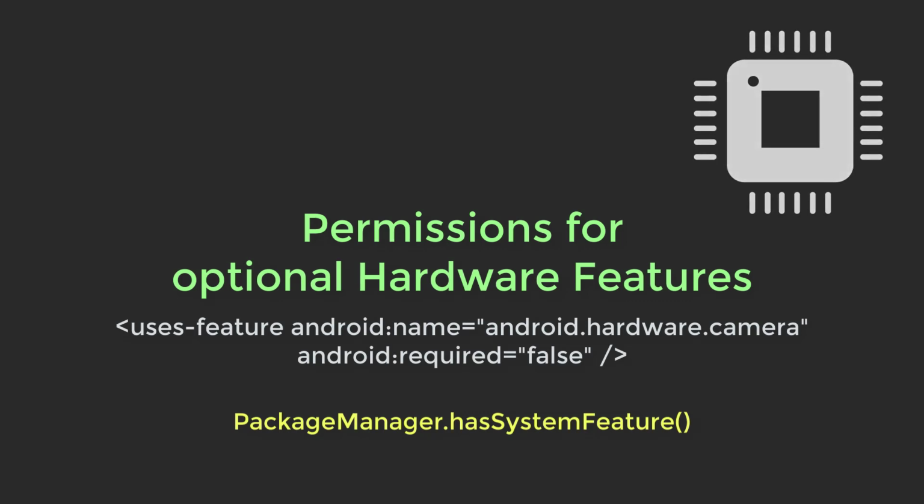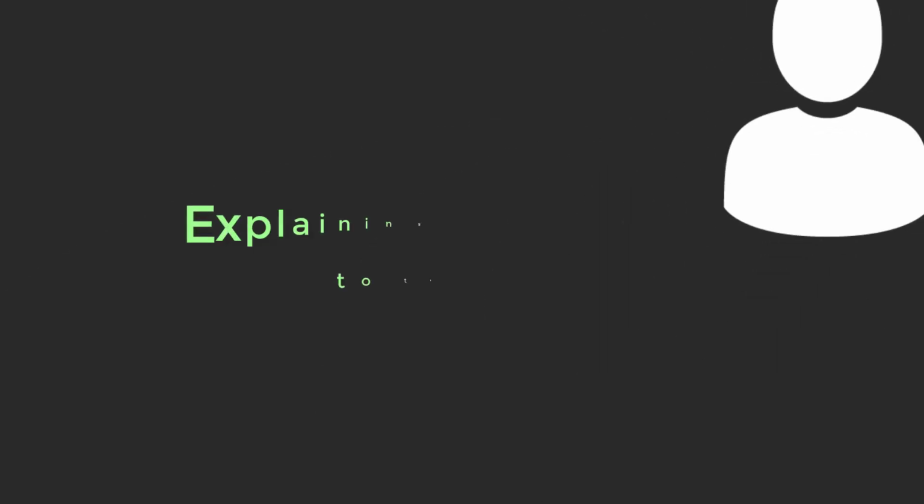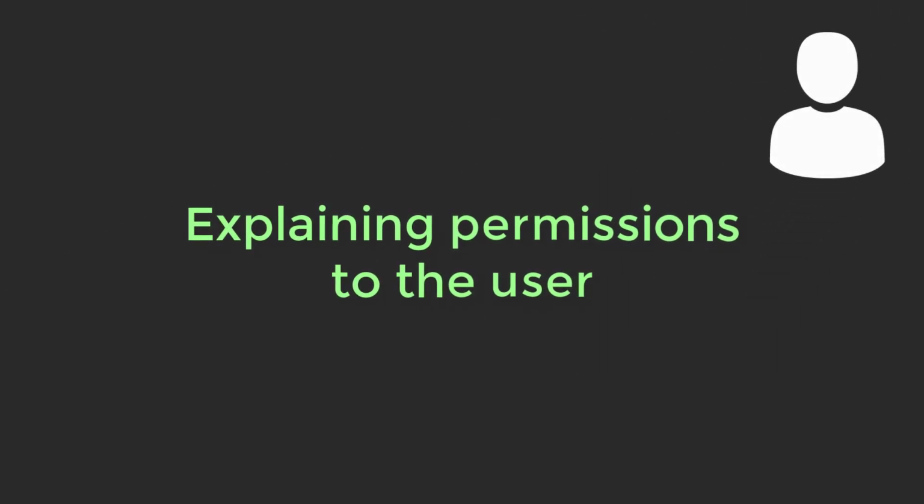So that's pretty important, because if you want your application to be available on basically every device in the world, on every version, and on every API level, then it's important to include this android:required tag.